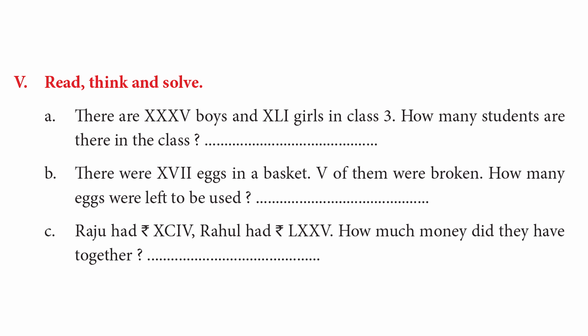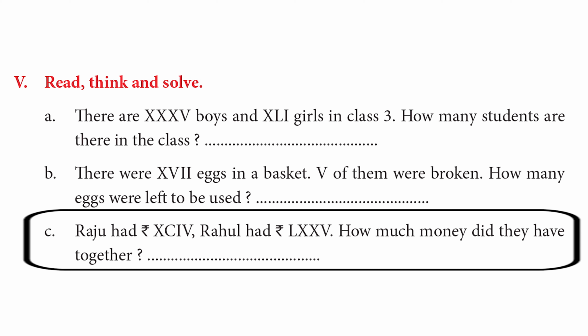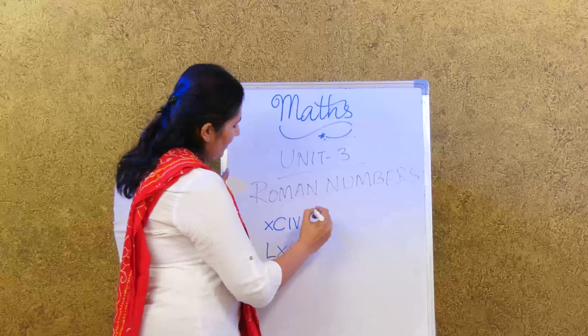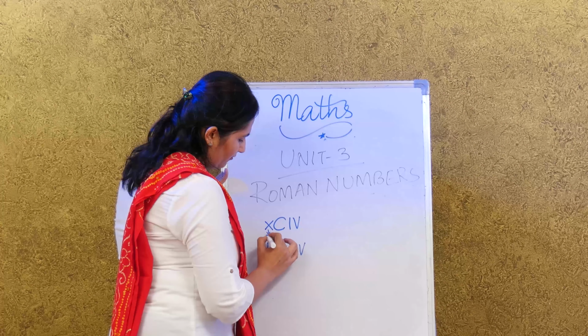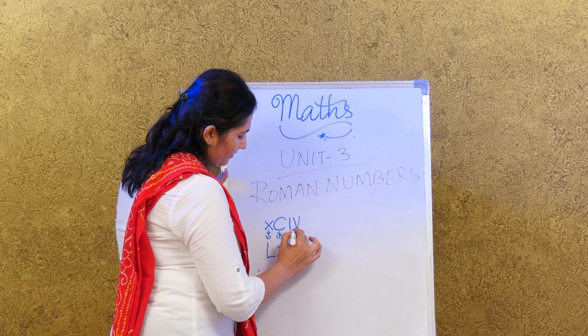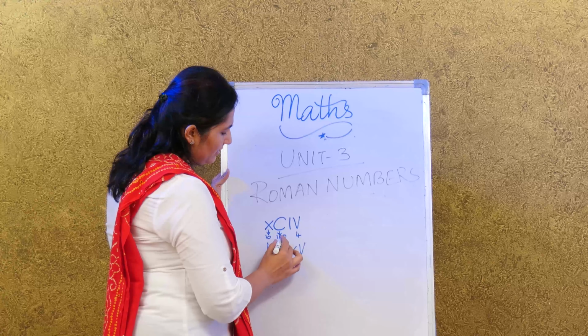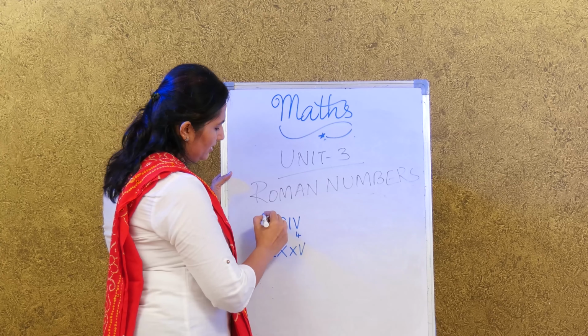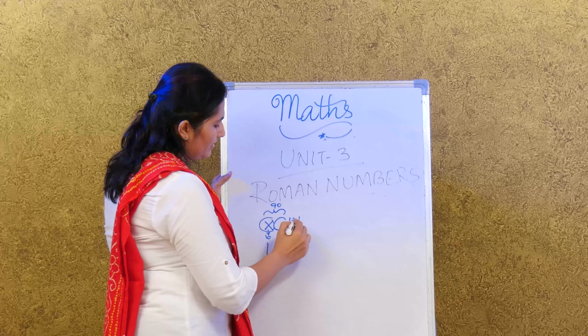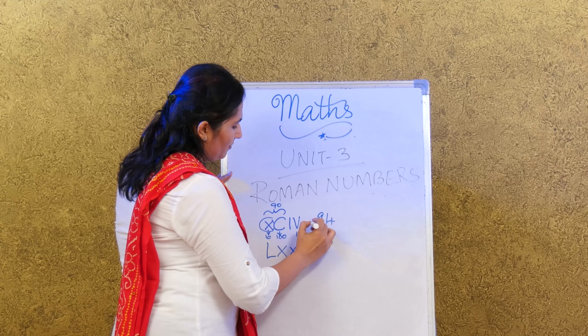Alright, let us look at one more example. Raju had 1 4 and Rahul had, how much money did they have together? So, let us find out what these are. Let's see the expanded form. This is 100, this has the value of 10, then this has the value of 100, and this is 4. So, this is 100 minus 10. Remember the rule 3, when you get a smaller number before a bigger one, you have to subtract it from the big one. So, this is 90 and this is 4. So, 94 would be the answer.